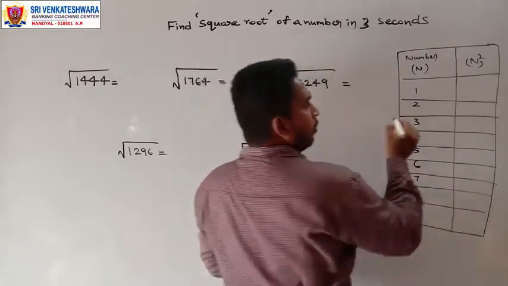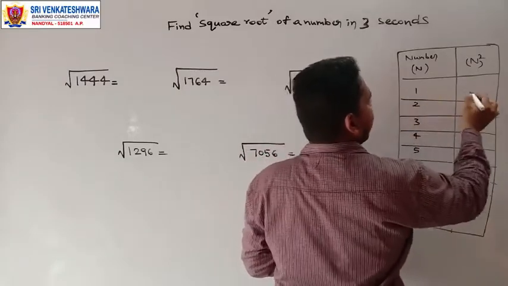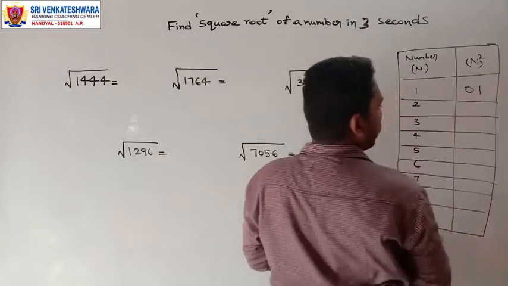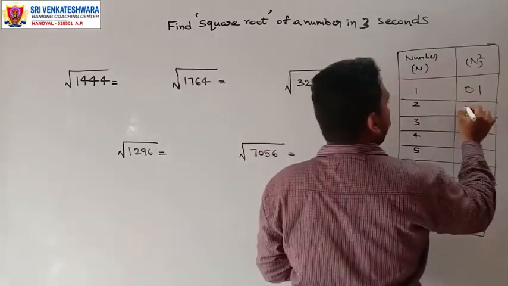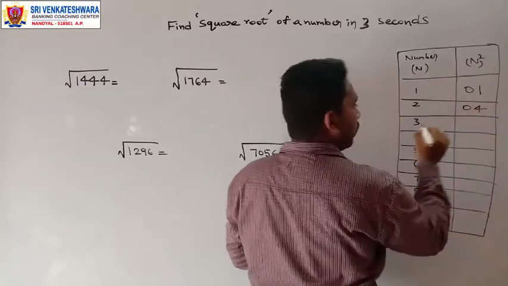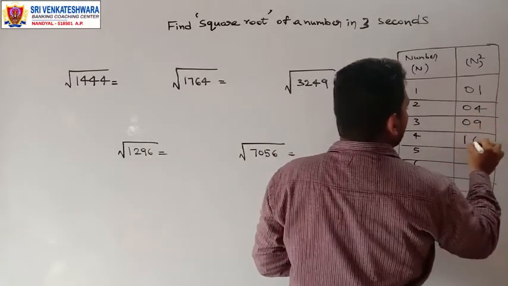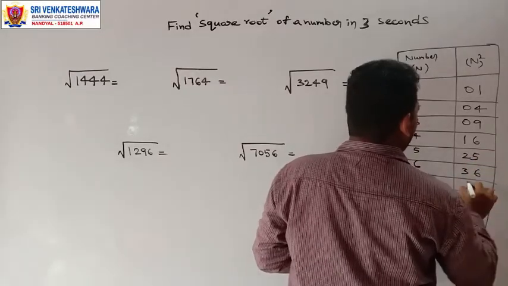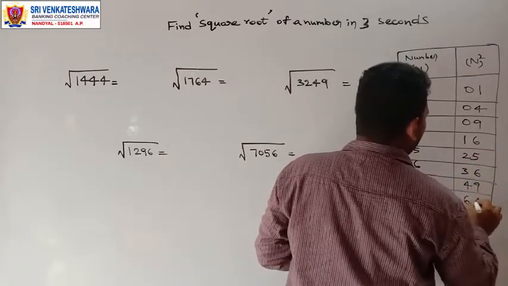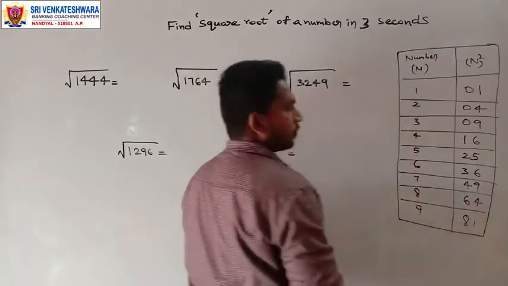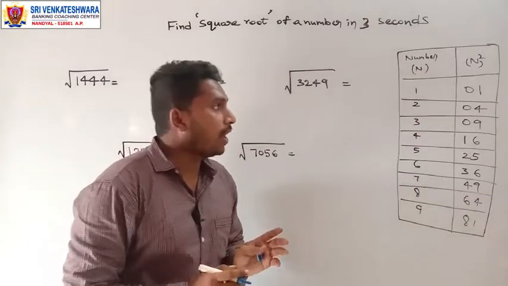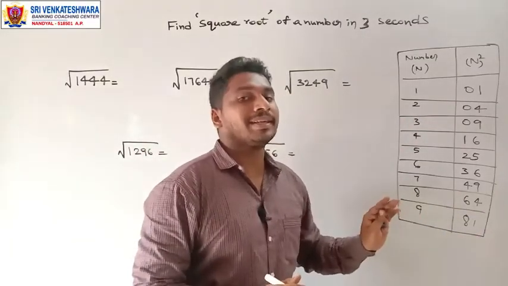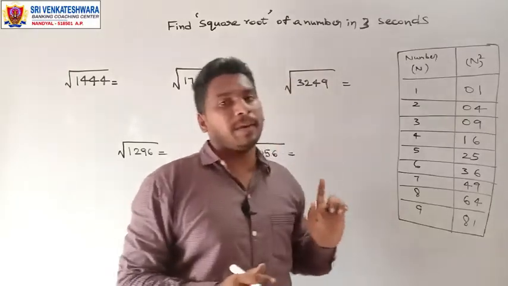Now the square of 1 is 1, but you have to write it as 01. Now 2 square is 4, you have to write it as 04, and then 09, 16, 25, 36, 49, 64, 81. But whatever squares we have got, we have to consider only the digits in the units place.